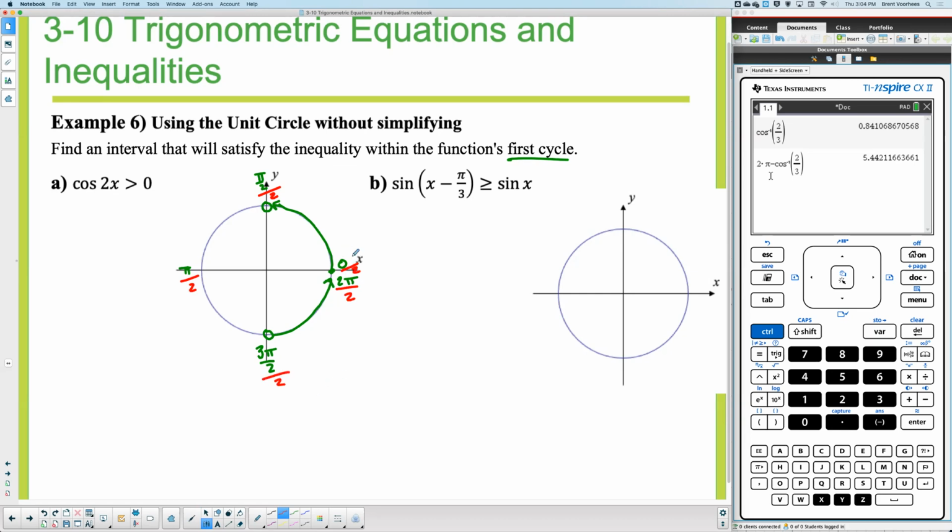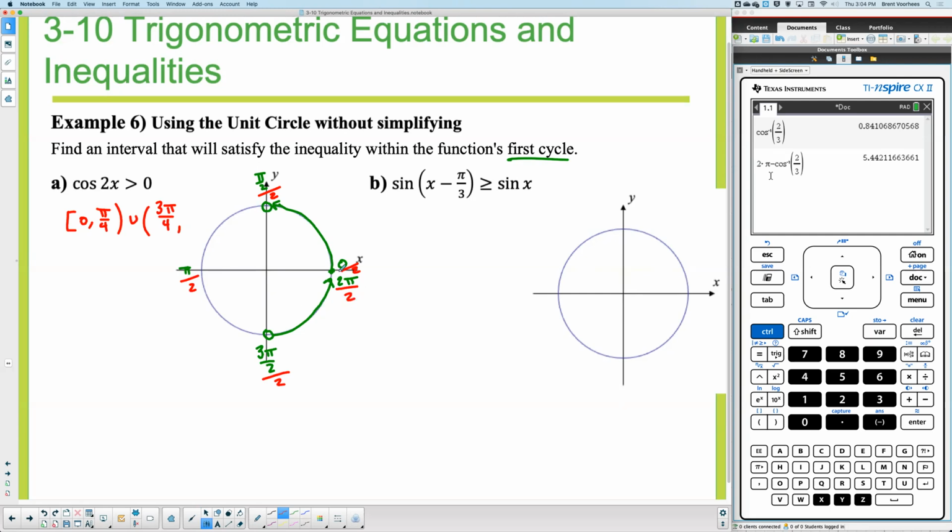And so what does that mean? That means this first interval where it's true is from 0, closed circle means a bracket, from 0 to pi over 2 divided by 2, which is pi over 4. That we have a true value. Open circle means parenthesis. And then I'll have a union from 3 pi over 2 divided by 2. That's 3 pi divided by 4 with a parenthesis.